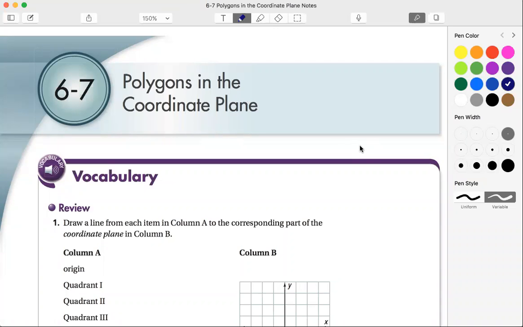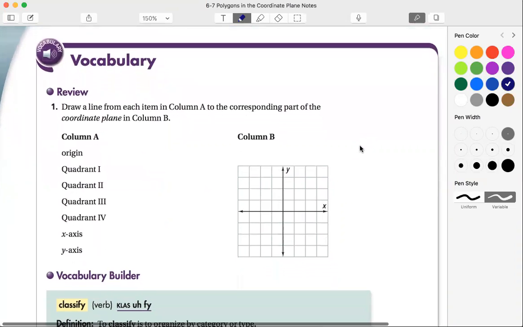All right, we have section 6-7, polygons in the coordinate plane. We're going to draw a line from each item in column A to a corresponding part in the coordinate plane in column B. The origin is the intersection of the x and y axis.